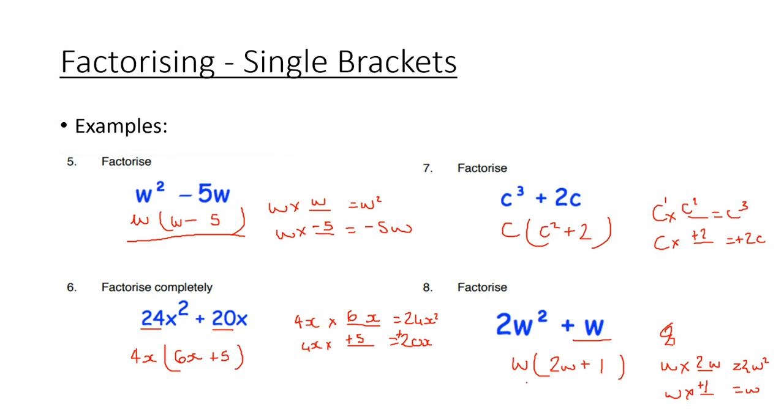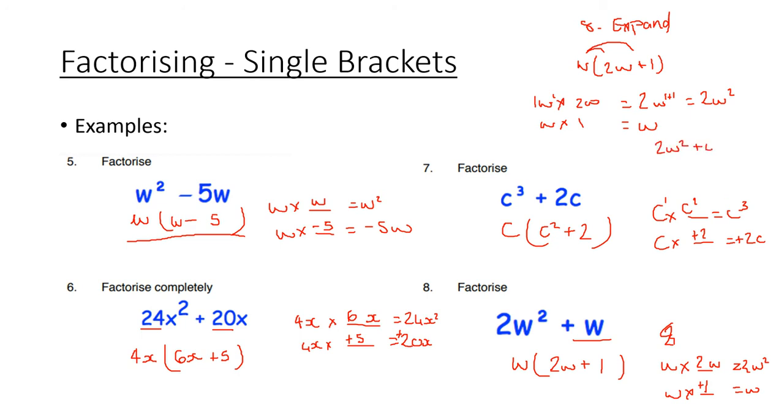A way of testing this out is if you expand it. For example, I'll expand question 8. We've figured out that it's w, and then open bracket 2w plus 1. If I was to expand this to make sure I got it correct, w times by 2w and then w times by 1. Remember, there's an invisible 1 there. There's also a 1 there. So 1 times 2 is 2. w times w, remember it's w, and then 1 plus 1 as your power. So it's 2w squared. That's the first one there. And then w times 1, anything times by 1 is itself, so your answer is w. Once you put these together, we get 2w squared plus w. That's how you test it out to see if you've got it correct.